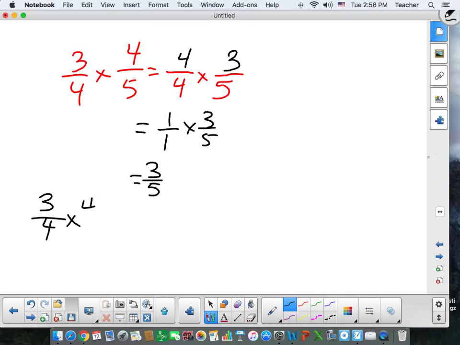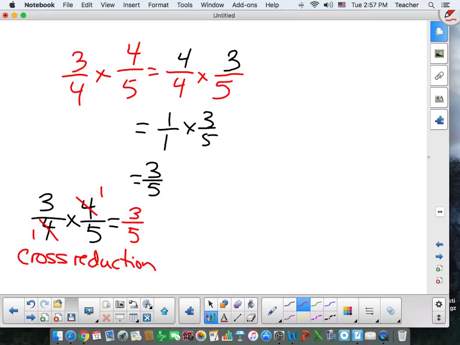3/4 times 4/5. Because we know what we are doing, if I do this, what have I just done? I have simplified 4/4 to be 1/1, right? And now 3 times 1 is 3, and 1 times 5 is 5. This is called cross reduction. Cross simplifying, cross reduction, does not matter.